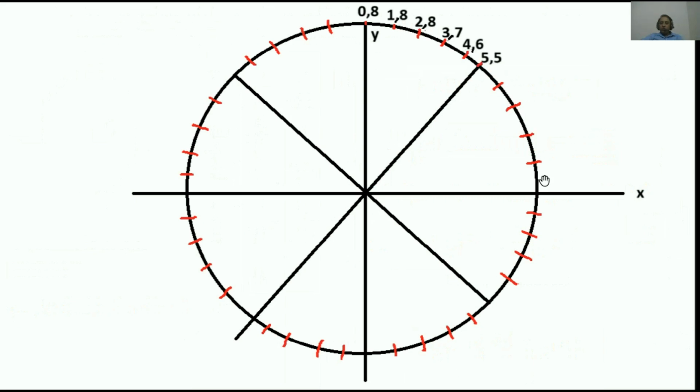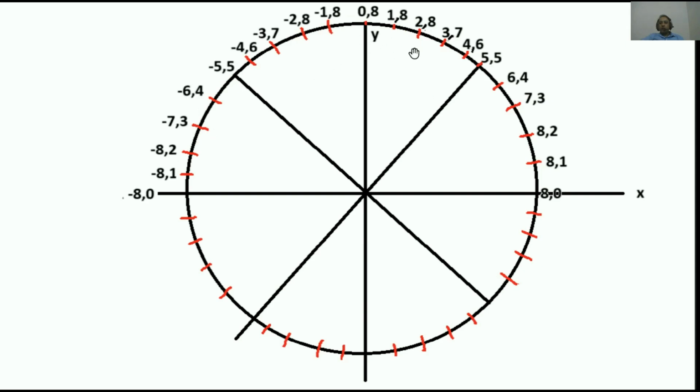(4, 6), (5, 5). By the principles of geometry, this arc is symmetric to this arc. So the points here will be this, here 4 6, so here 6 4, like this. Again, this right top quadrant is symmetric to this left top quadrant. So if it is 1 8, this will be minus 1 8. So I have found all the points.